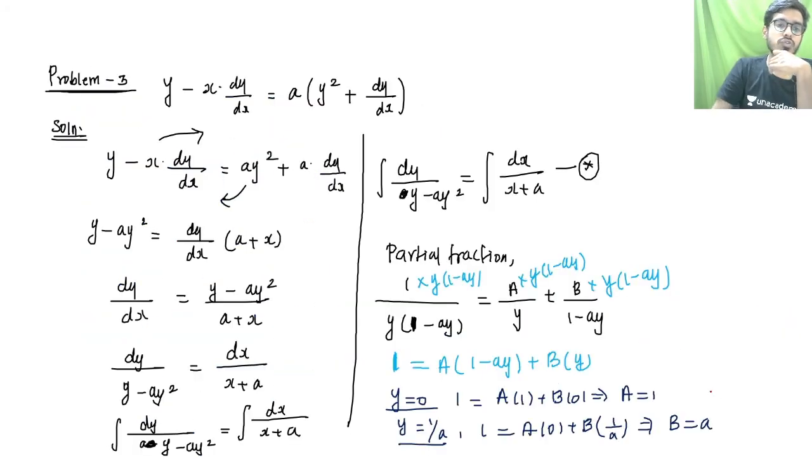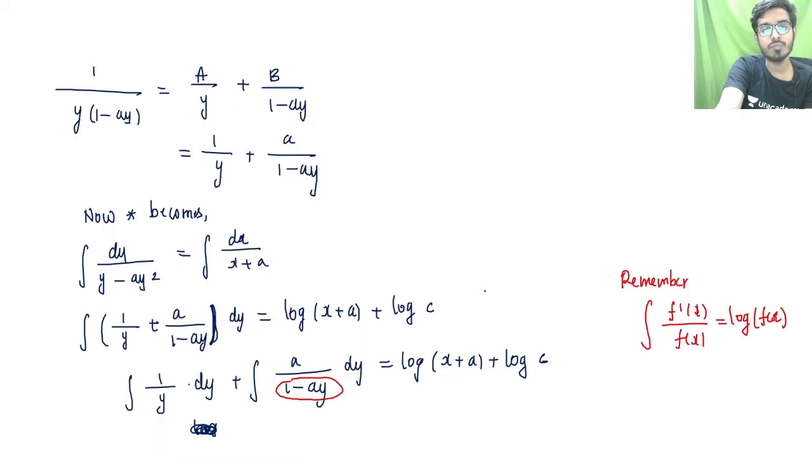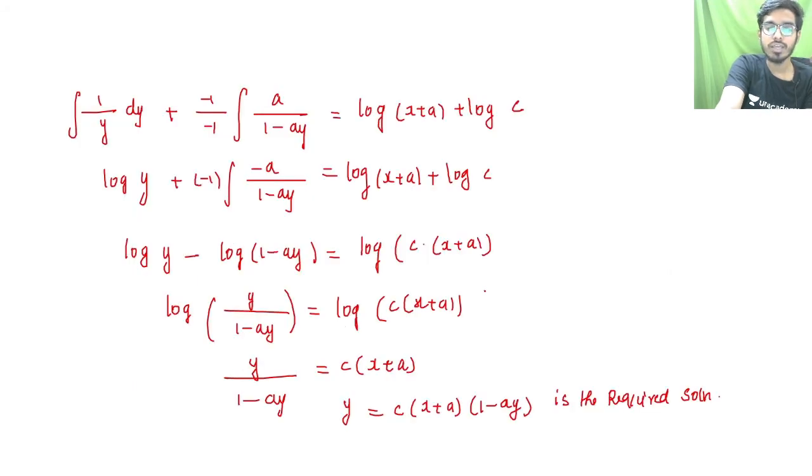So what we are doing is, we need to find the solution of y minus x into dy by dx is equal to a times y square plus dy by dx. Very important thing is, it is not possible to integrate this directly, so you do the partial fraction. After doing partial fraction, we have 1 by y minus ay square. We know how to do partial fraction, so find a and b and substitute back here and use the formula integral f dash of x by f of x is equal to log of f of x.